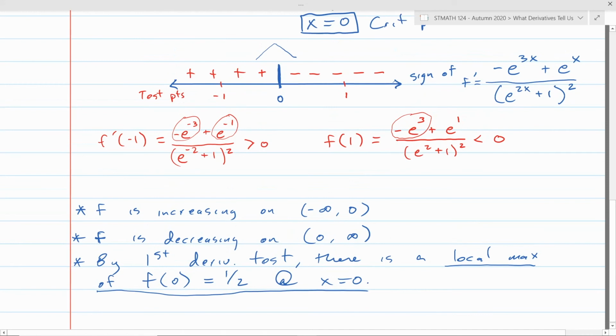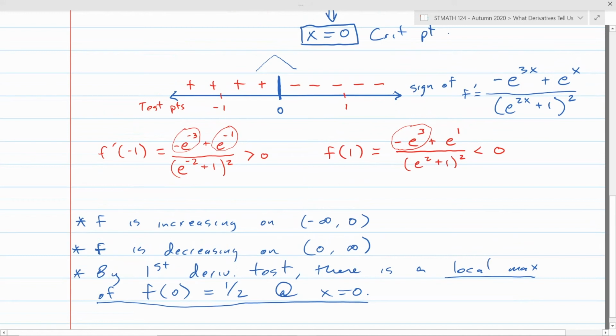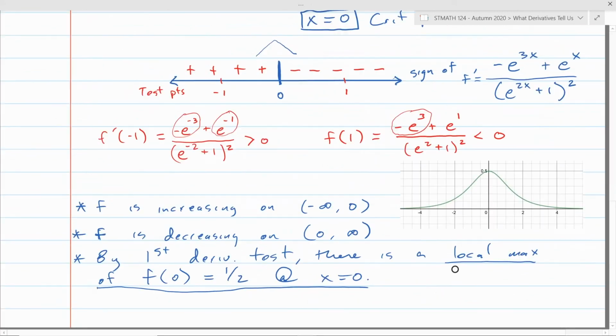We really should maybe go graph this and check our answer, see if our algebraic work matches up with what our analytic work told us. So that original function, e to the x over e to the 2x plus 1. Let me grab a quick graph of that and I'll be right back.